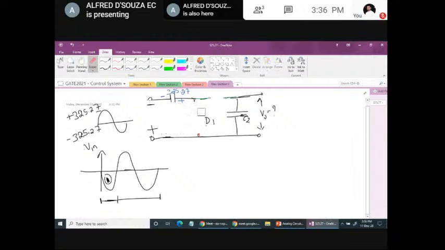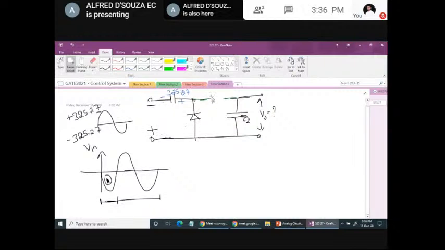So let us see what happens for the next half cycle. So this was the status of the diode. Okay, for the next positive half cycle. So this is the positive half cycle. So this side is positive, this side is negative. This particular diode is reverse biased, whereas this particular diode is forward biased. So I'll represent this as a forward biased diode.